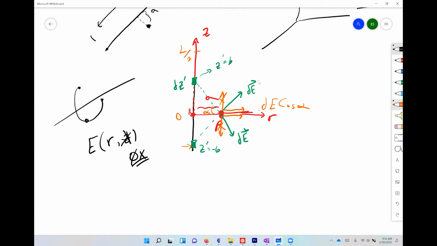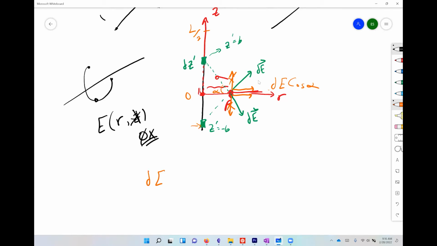Okay. So when I find the dE, what is the charge of this differential element? It's going to be rho L dz prime. I'm going to leave a space over 4 pi epsilon. This is Coulomb's law. What is the distance here? What is this distance?